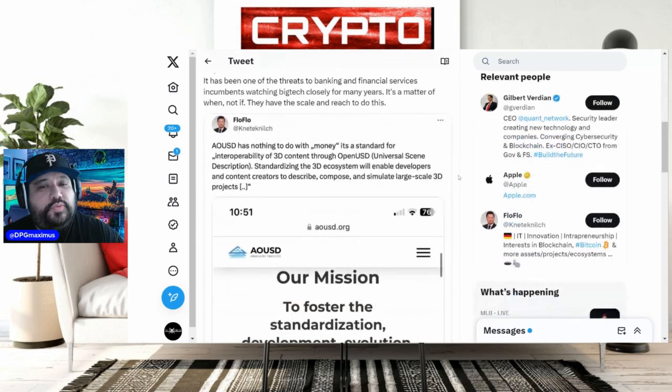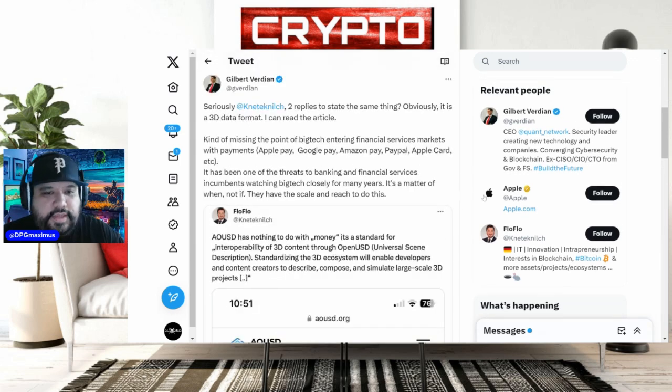And here's what he's referencing in this little tiff that they have. This guy, who goes by Flow, it says AOUSD has nothing to do with money. It's a standard for interoperability of 3D content through OpenUSD universal scene description. Standardizing the 3D ecosystem will enable developers and content creators, like I mentioned earlier, to describe, compose, and simulate large-scale 3D projects. Again, I think Gilbert Verdin just basically owned him on this.